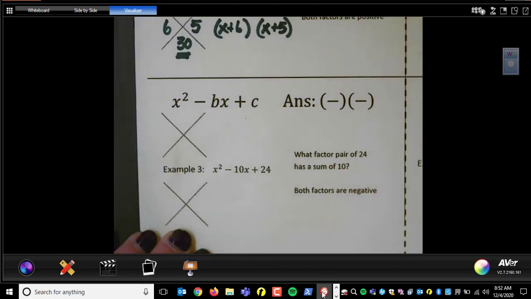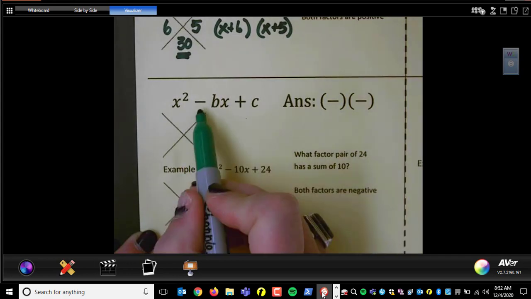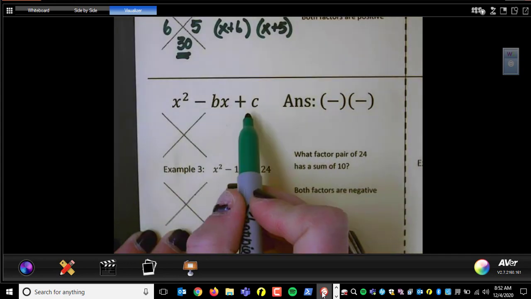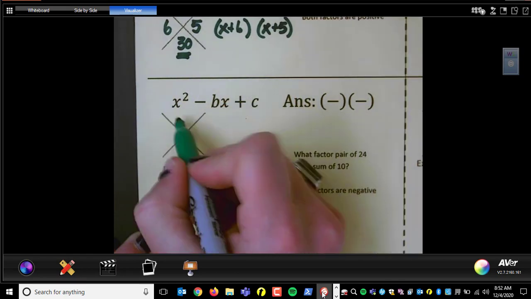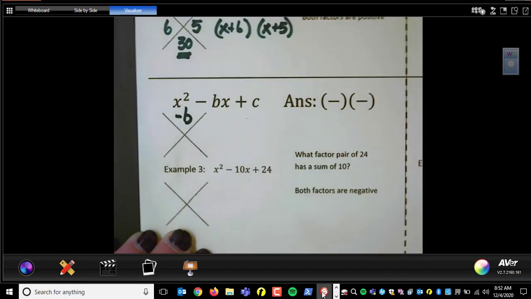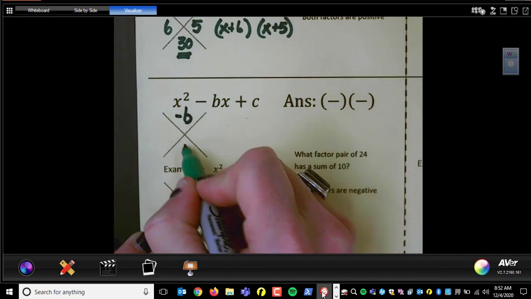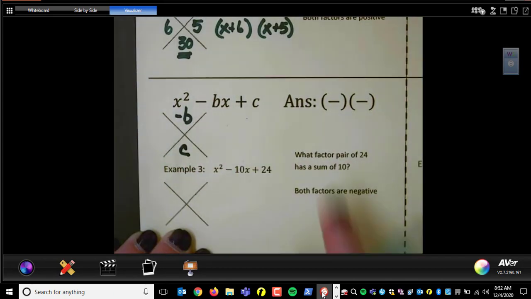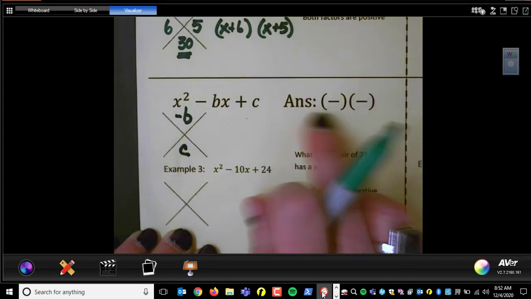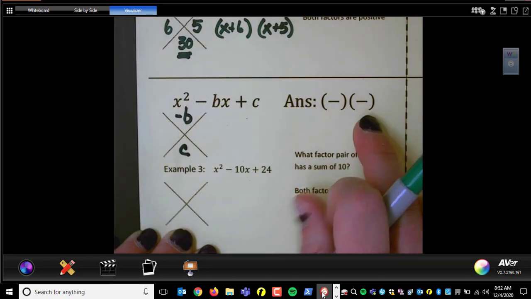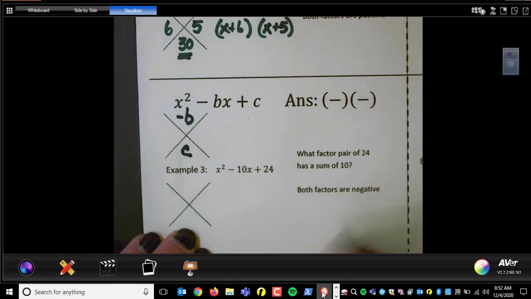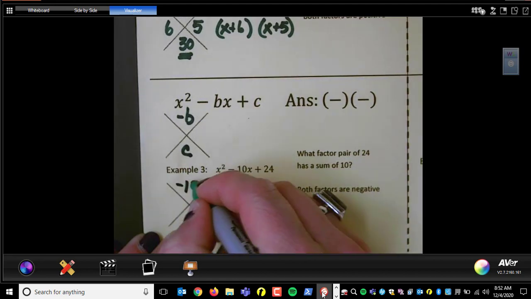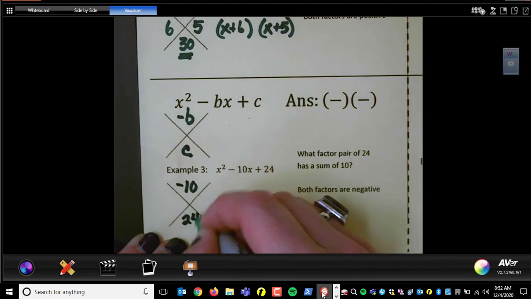So this is when the middle term is negative, but our constant is positive. All right, so we're going to fill in here. Negative b on top. We're going to put the c on the bottom. Now you can see our answer, both of our factors are going to be minus, minus. All right, so let's get this one set up. X squared minus 10x plus 24. We're going to put the negative 10 on top, the 24 on the bottom.